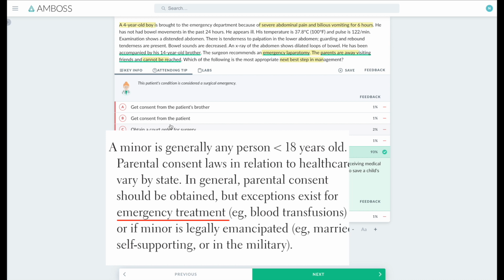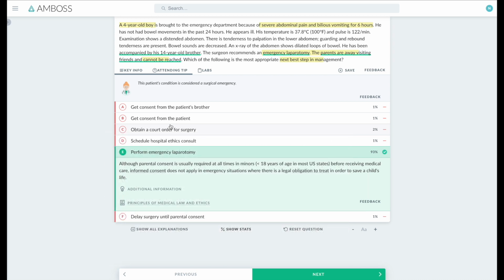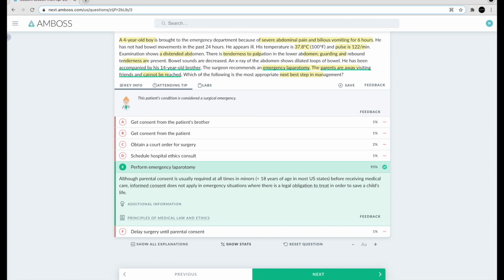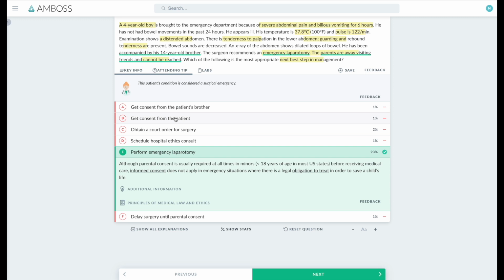This, guys, is how I do it, all right? But still, you should be reading the rest, even though it wouldn't change anything really with the answers, just to feel more comfortable. His temperature is 37.8, pulse is high, distended abdomen, tenderness to palpation, guarding, rebound, all of which suggest probable appendicitis maybe. Bowel sounds are decreased, or maybe it's intestinal obstruction.